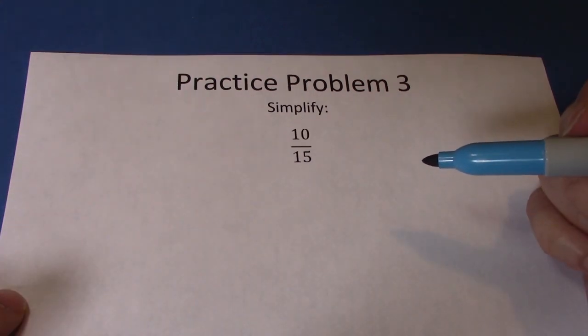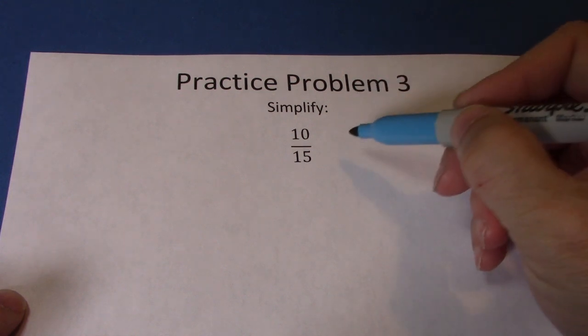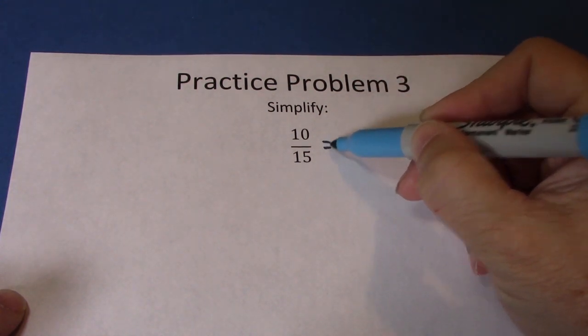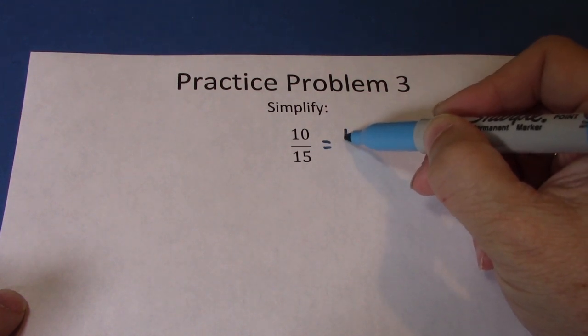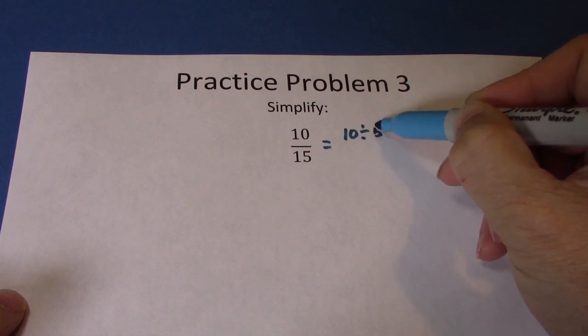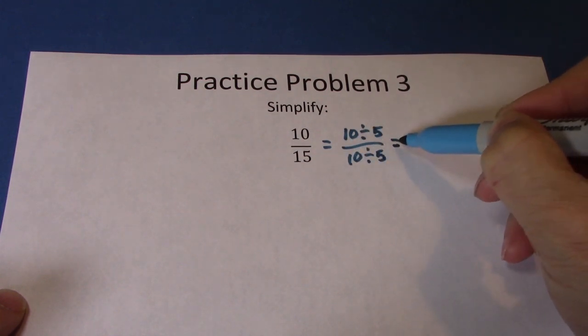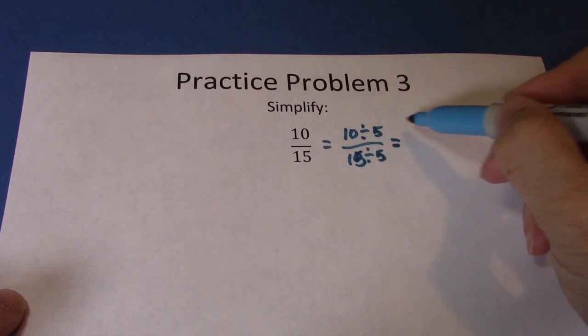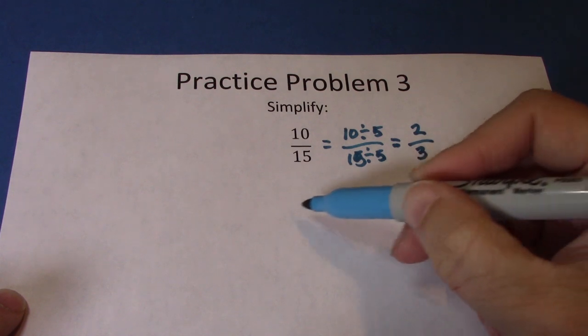Practice problem 3 wants us to simplify the fraction 10/15, 10 divided by 15. Again, there's two ways to do that. First, we can realize that, of course, 5 is the common factor. We can divide both the top and the bottom by 5. As long as you do the same thing to the top and the bottom, you're good. Oops, that's a 15. 10 divided by 5 is 2. 15 divided by 5 is 3.